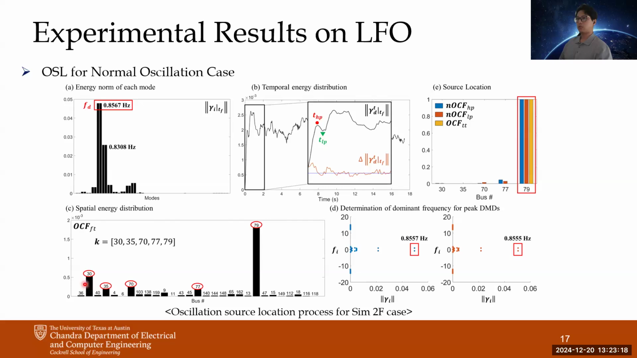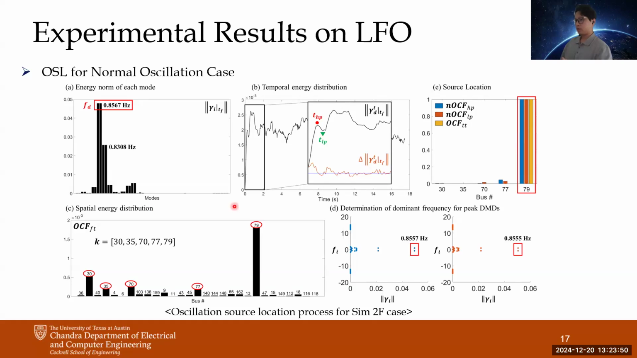So these are the results for the normal oscillation case. You can check the overall process of the oscillation source location in our framework. Based on the improved DMD, we first check which frequency is the dominant frequency of this oscillation. And then simultaneously, we can get the temporal energy distribution and the spatial energy distribution, like these two figures.